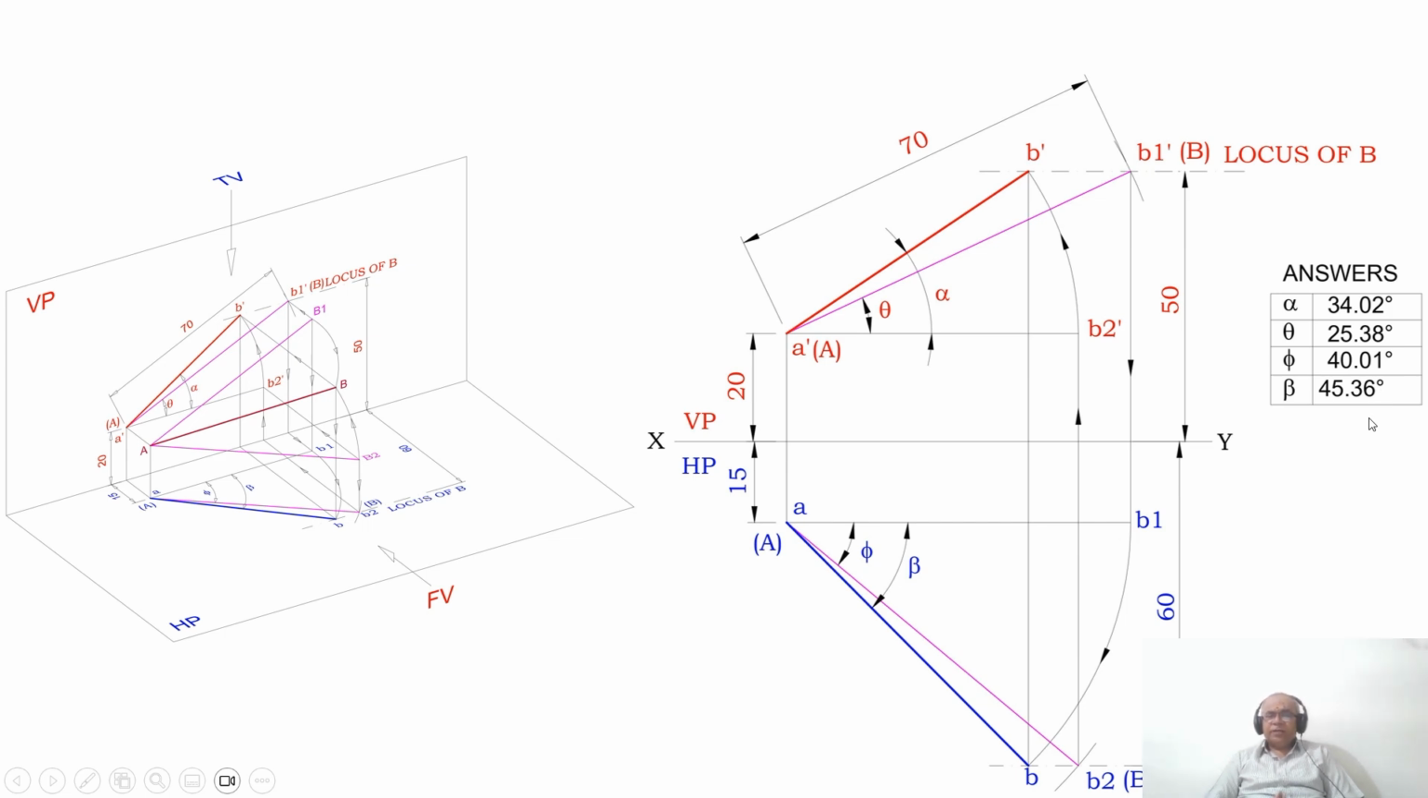So this is how you will be able to analyze the problem manually, by checking that both B and B dash will always lie on the same line. If they don't lie on the same line, then your drawing is a mistake. So this is our final takeaway from this. Thank you.